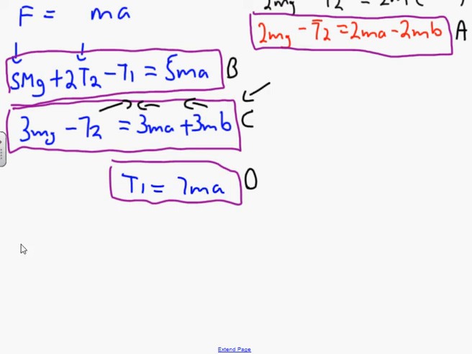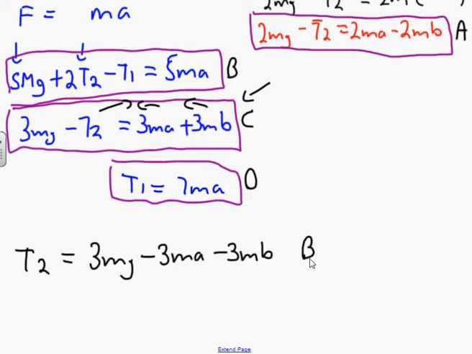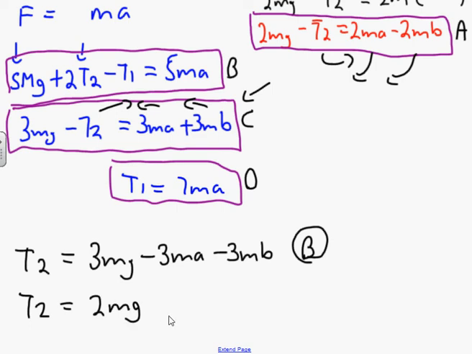So equation C will become T2 equal to 3mg minus 3ma minus 3mb. That's still equation B. Okay, using equation A, T2 to the right, everything else to the left. T2 ends up to be 2mg minus 2ma plus 2mb. And that is coming from equation A.